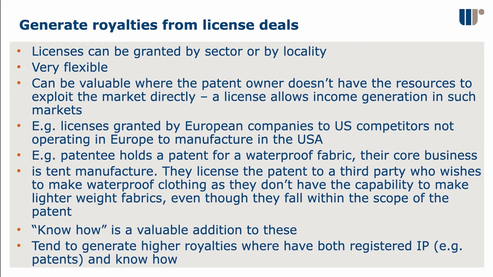A license granted by sector could be a license where the patentee holds, say, a patent for a waterproof fabric, and the patentee's core business is tent manufacture. They might license the patent to a third party who wishes to make waterproof clothing. As our tent manufacturer doesn't have the capability to make lighter weight fabrics, they can't exploit that part of the market, even though that part of the market, the lighter weight fabrics, falls within the scope of the patent.